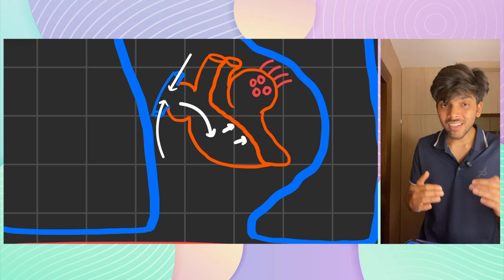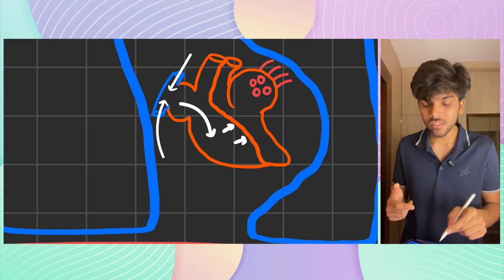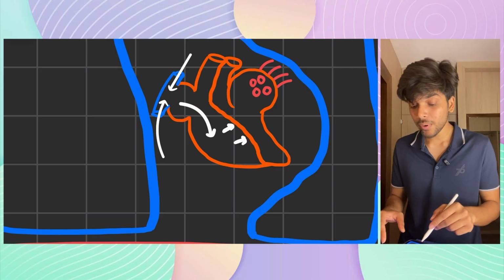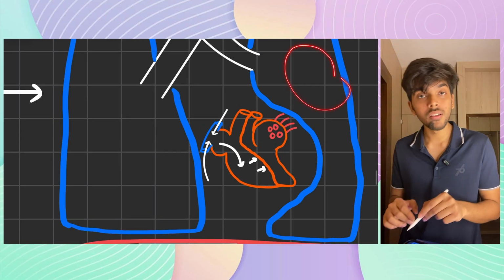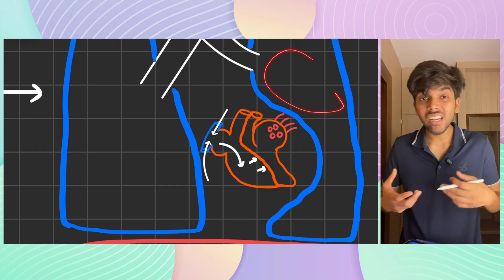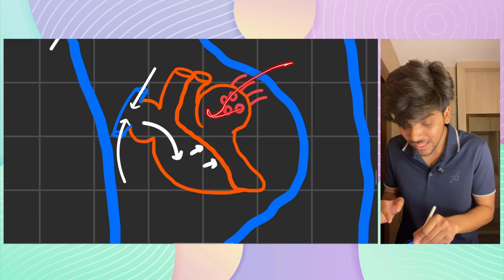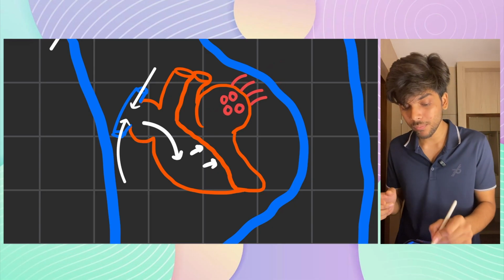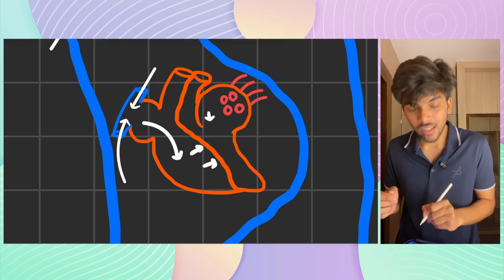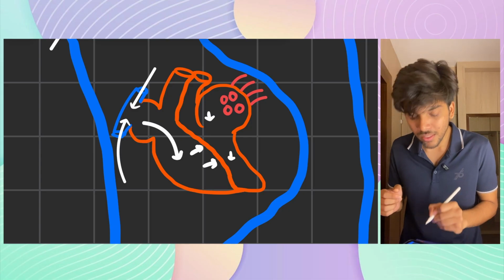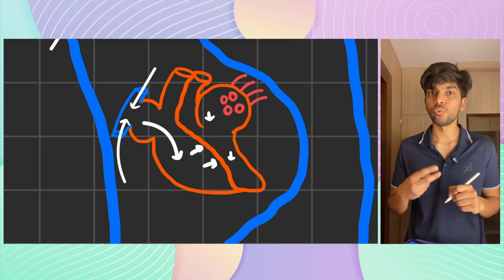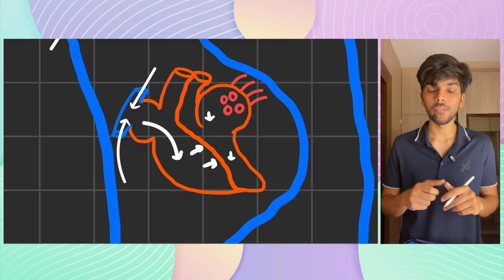Number two, the decrease in pressure is not just in the right atrium. The pressure decrease is also in the lung. As a result, the lung holds blood with itself. So there is less filling of the left atrium. Since there is less blood in the left atrium, there is also less blood in the left ventricle. So point number two, less filling of the left ventricle.